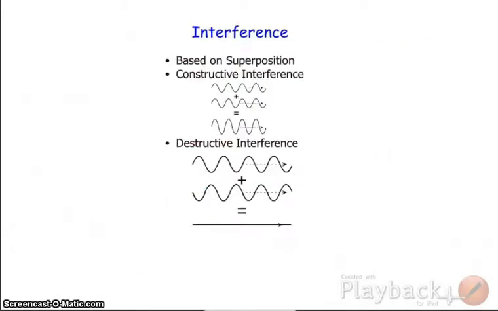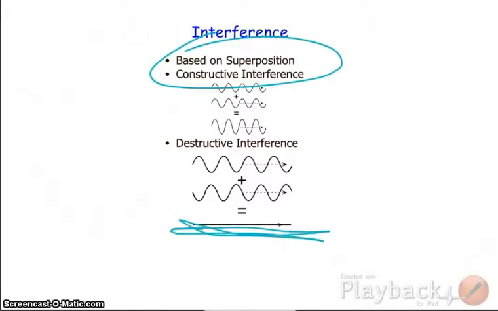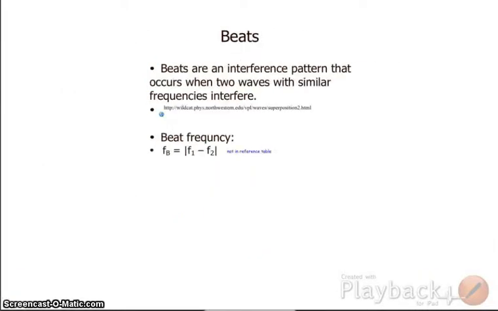Now, when they combine to make something bigger, you get what's called constructive interference. When they combine to get something smaller, you have what is known as destructive interference. And you can get destructive interference in such a way that you have a flat line, because everything cancels out. So you get two waves, but no line.